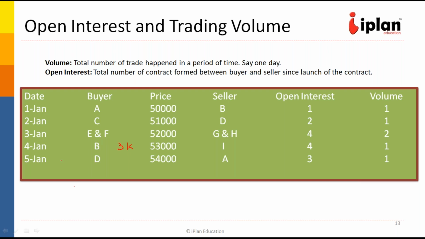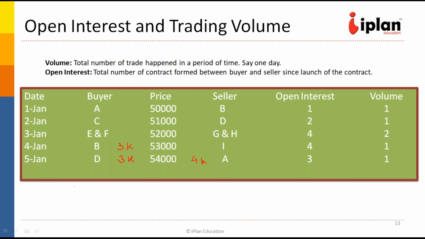So on 5th January, there is a buyer D. He was basically an old seller, so he's offsetting his contract. He's exiting now. He is also having a loss of 3,000. And A was an old buyer, so he is now selling. He's also offsetting his contract, but he is making a profit of 4K. So we have an open interest here reduced to 3, but still we have a volume of 1.